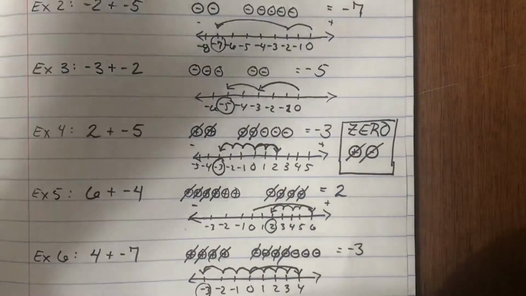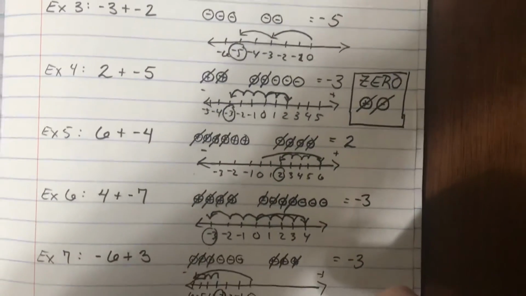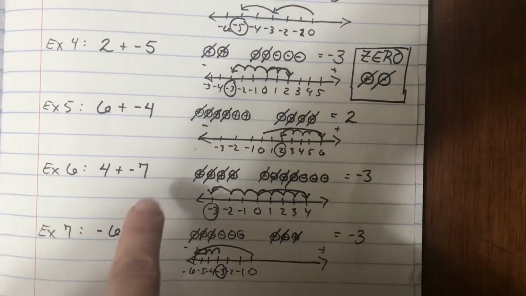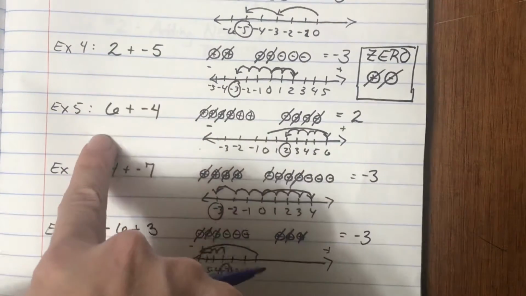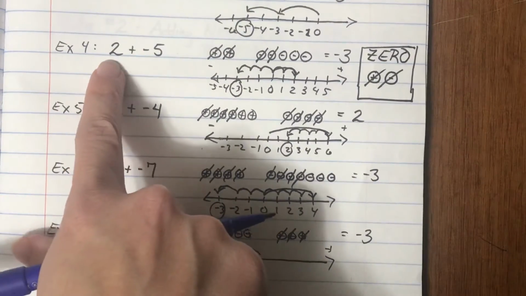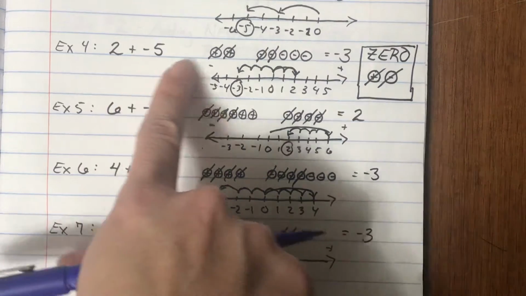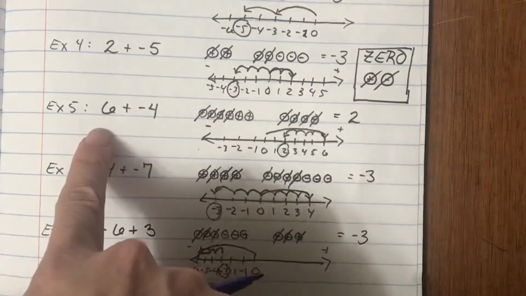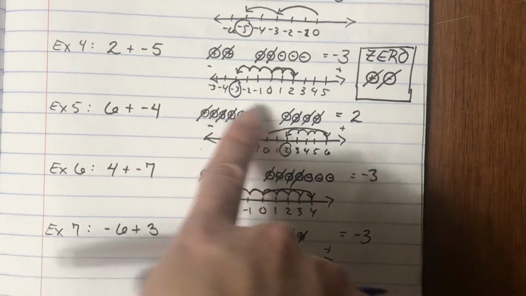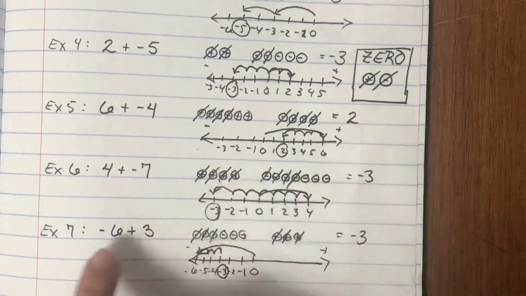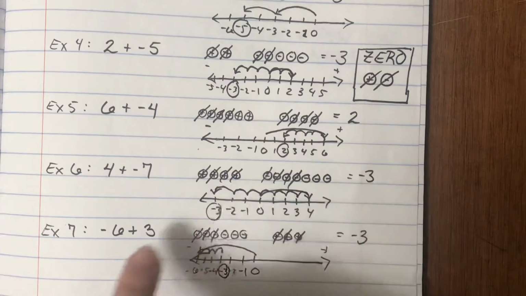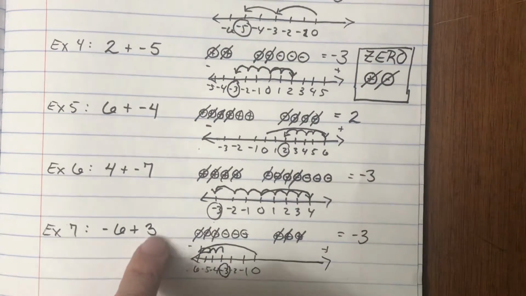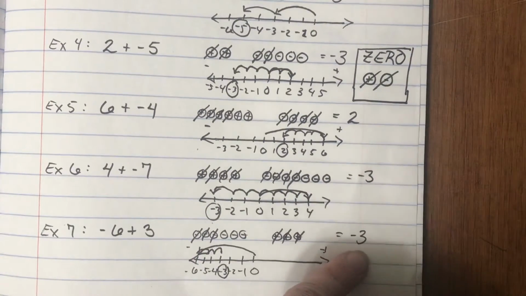And let's look back at our previous page. Let's look at examples 4 through 6, or 4 through 7, I'm sorry. Because, again, that is where we were actually adding negative and positive numbers together. So, for example 4, we had 2 plus negative 5, and we ended up with negative 3. We had 6 plus negative 4. We ended up with 2, positive 2. We had 4 plus negative 3. We ended up with negative 3. And then we had negative 6 plus 3, and we ended up with negative 3 as well.